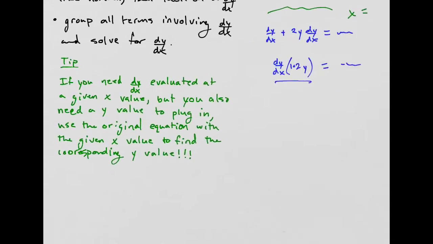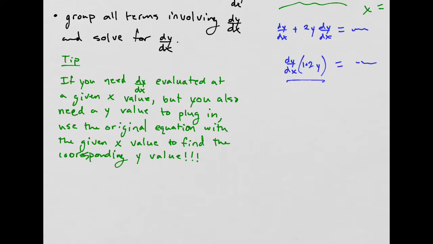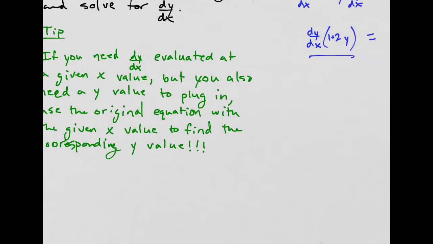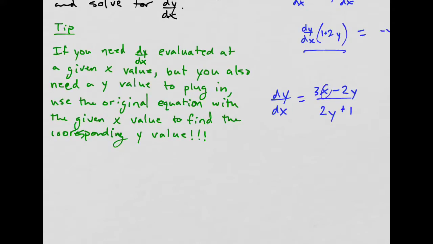Okay, so if you need to evaluate dy dx at a given x value, they tell you x is something, and then you take the derivative, but your derivative maybe involves y. So like maybe you end up with something like this: dy dx equals 3x minus 2y over 2y plus 1. And you're given an x value, but you don't have a y value. And you start to panic, and you think, no, I'm never going to get college credit, and my life's going to be terrible.